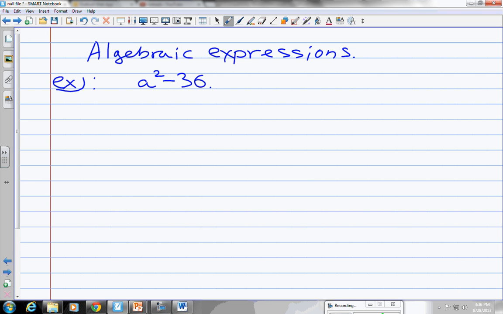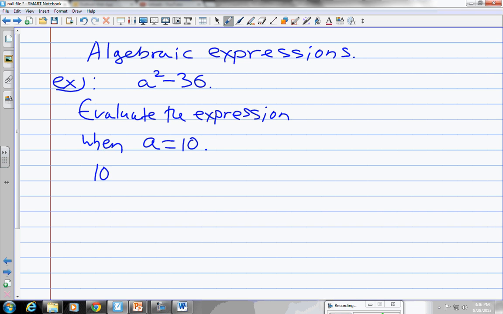I can ask you to evaluate that expression if I give you the value for the variable. I can ask you, evaluate the expression when, let's say, a equals 10. Okay, so I'm just giving a value for a, and you're going to say, well, if a equals 10, then I'll get 10 squared minus 36. And I can compute that, right? What is 10 squared? 100, so this is 100 minus 36, which is 60, okay?